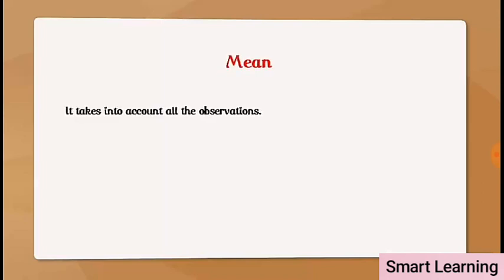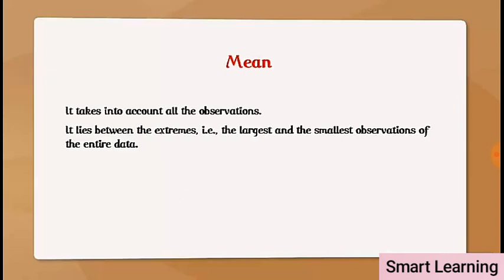Now that you have studied all about the three measures of central tendency, let us discuss which measure would be best suited for a particular requirement. The mean is the most frequently used measure of central tendency because it takes into account all the observations and lies between the extremes, that is, the largest and the smallest observations of the entire data. It also enables us to compare two or more distributions.